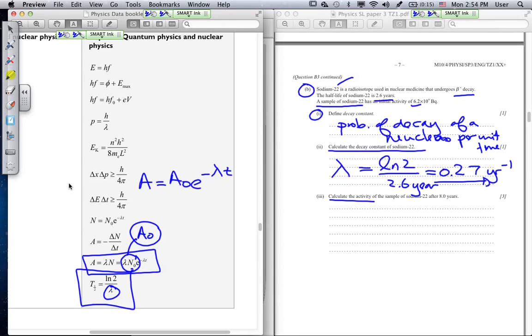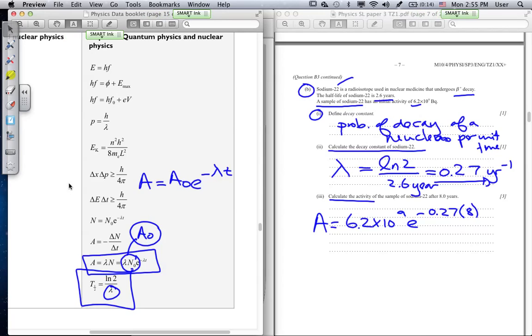Now, we can just put that straight in, obviously. So we have got our A0. We are told what our A0 is. It is 6.2 times 10 to the 9. And we multiply that by e to the minus lambda t. Lambda we saw is 0.27. And we're going to multiply that by 8.